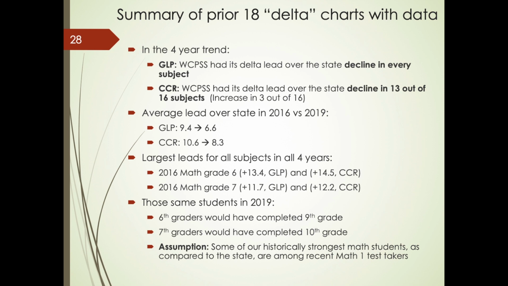And then for CCR, we had our delta lead decline in 13 out of the 16 subjects. We increased in 3 of the subjects, or in one of them we were tied, but we increased or stayed the same for 3 out of the 16. The average lead went from 9.4 to 6.6 for GLP, and for CCR from 10.6 to 8.3. So the overall trend in the comparison to the state is down. That's the point of that.